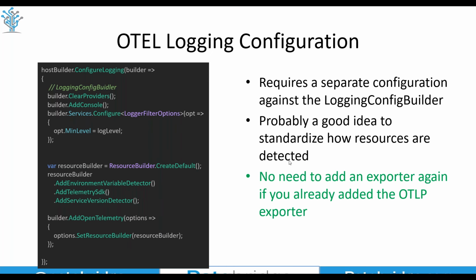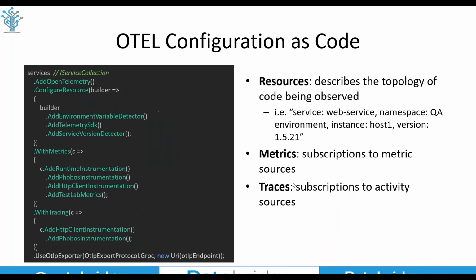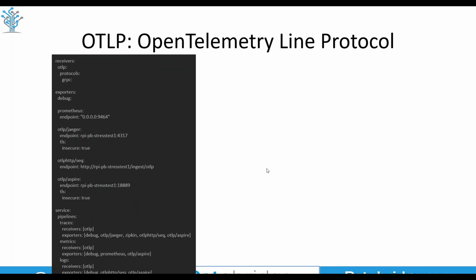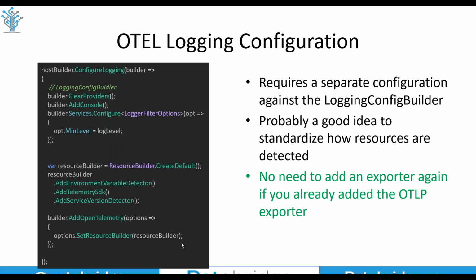This is a little foot gun that I ran into when I was setting up my OpenTelemetry pipeline. There's no need to explicitly add an exporter again if you already added the OTLP exporter on the previous slide, like we did right here at the bottom. You don't need to do that a second time here, or you'll actually get a crash. So this is how you set up your OTEL logging configuration.